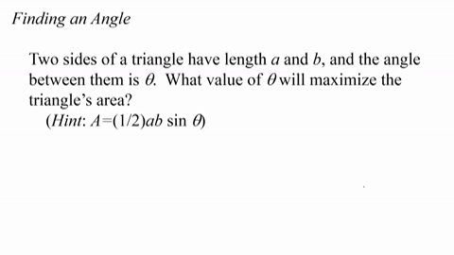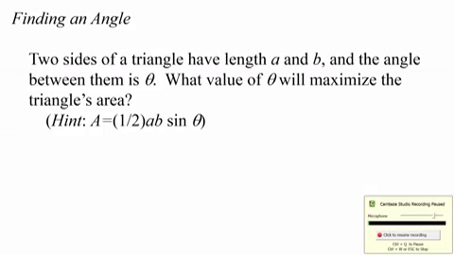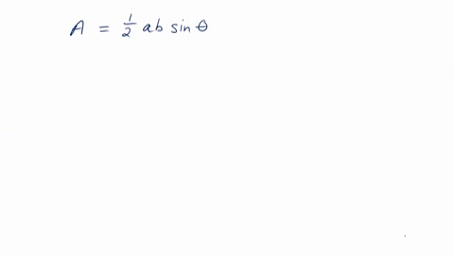Finding an angle. Two sides of a triangle have length A and B, and the angle between them is theta. What value of theta will maximize the triangle's area? And here's a hint. Area of a triangle can be found by 1/2 times A times B times sine theta. So here we have the given area equation, A equals 1/2 AB sine theta.